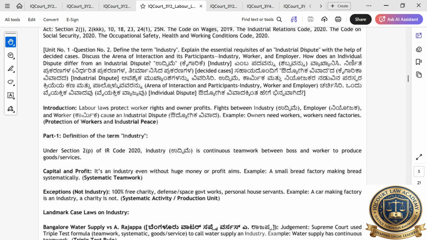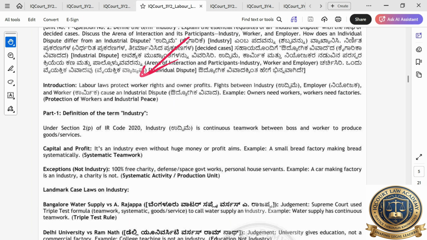Question number 2, define an industry. Labor law protects the worker rights and owner's profit. Fights between industry, employer, and workers cause an industrial dispute. Define an industry, Section number 2P. We are not writing anything useless. We are writing all the important points in the JUSTPASS study materials.